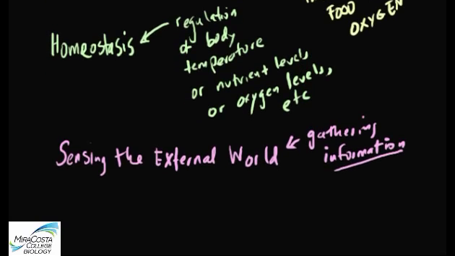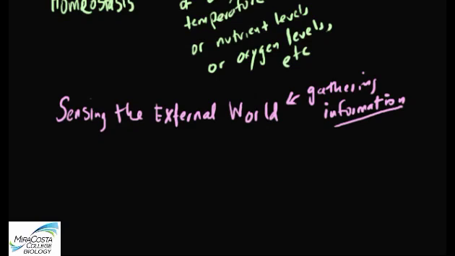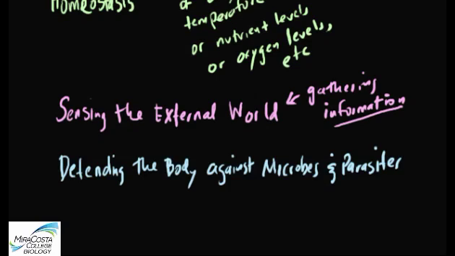The fourth and fifth general areas of function are defending the body against microbes and parasites, and reproduction. We'll talk about the immune system in the last unit, but I just want to leave things here for a present discussion which focuses on the nervous system.